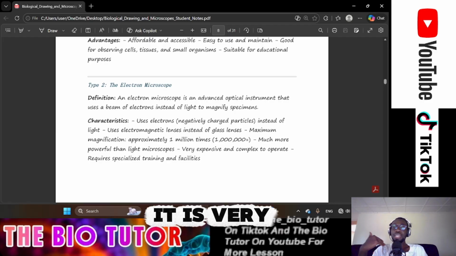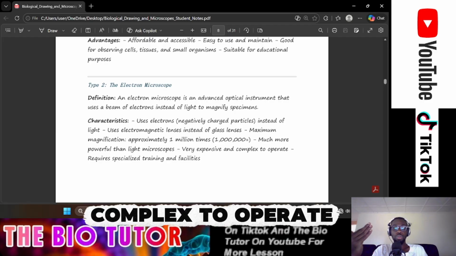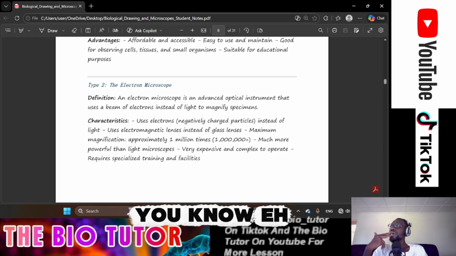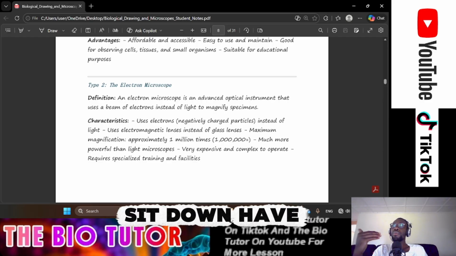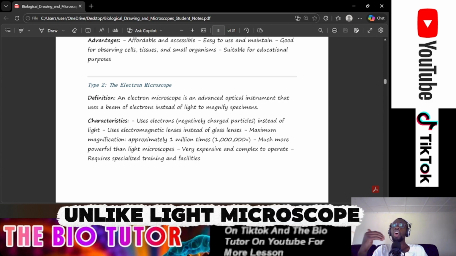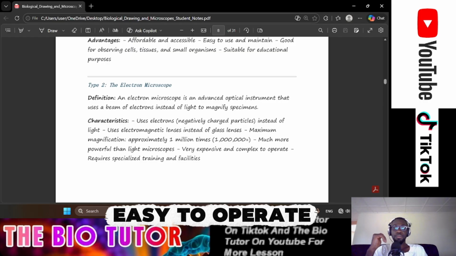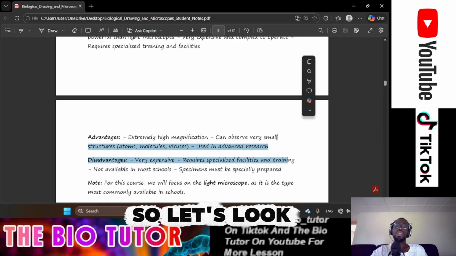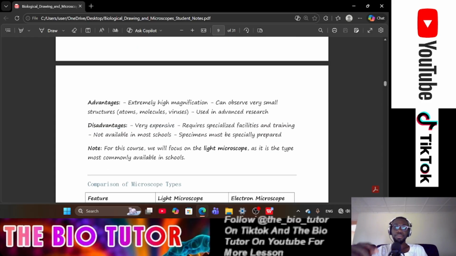And then another one, it is very expensive and complex to operate. It needs time. You have to sit down and do some research on the instrument before you are able to use it, unlike the light microscope, which is easy to operate. And it requires specialized training and facilities as well. Okay, so let's look at some advantages.